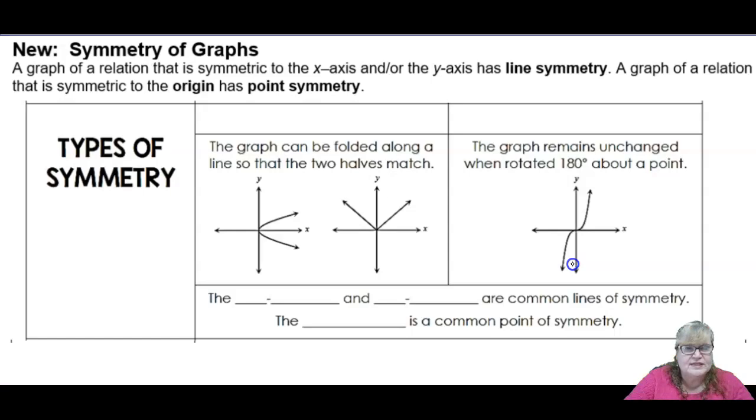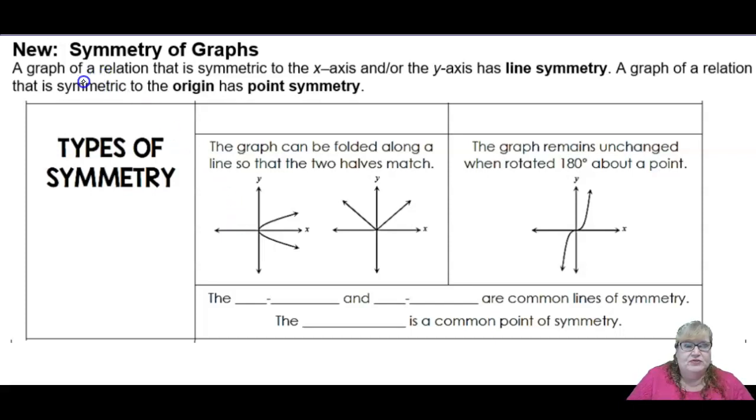All right, that was the first half. The second half of the lesson is on symmetry here. And this is where I really want you to pay close attention because I worry that this is a concept that can be a little bit tricky.